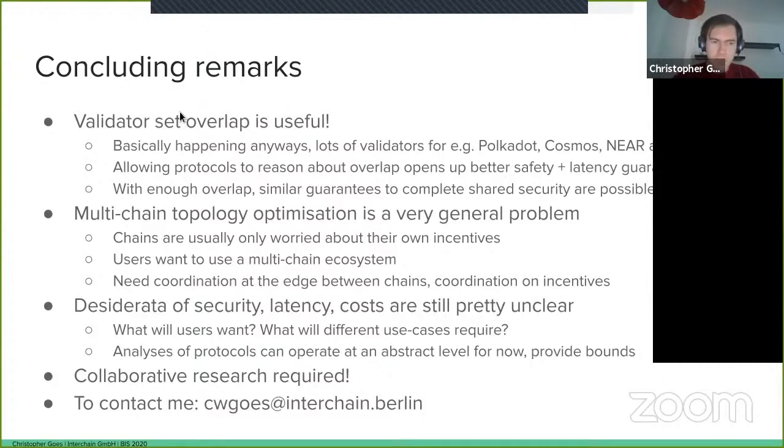I also think this is a great area of research for collaboration between different foundations, different projects and researchers in the space. Insofar as we need the blockchains to collaborate in practice, we also should ensure that the research teams are collaborating in theory. And I encourage anyone who's interested to reach out to me at CWGoes at Interchain Berlin. I'd love to take questions.